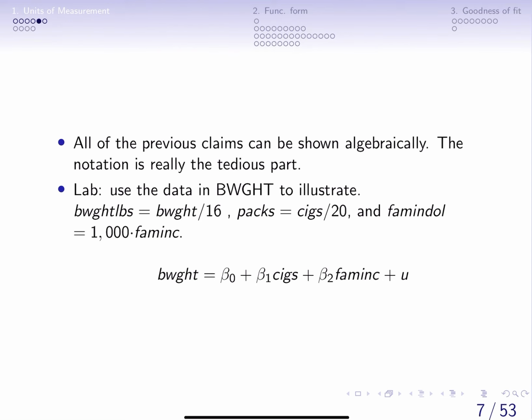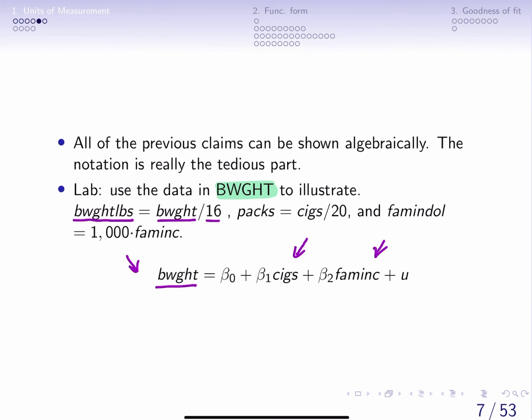And so in the lab, we are going to look at this nice example where we can do a lot. We can look at this data, which is called birth weight, BWGHT, and we would illustrate all of these points. Okay, so we would be looking at birth weight in pounds, which is birth weight divided by 16, if birth weight is originally measured in ounces. And what we're essentially trying to do with this data set is predict birth weight based on smoking behavior of the mothers and family income.